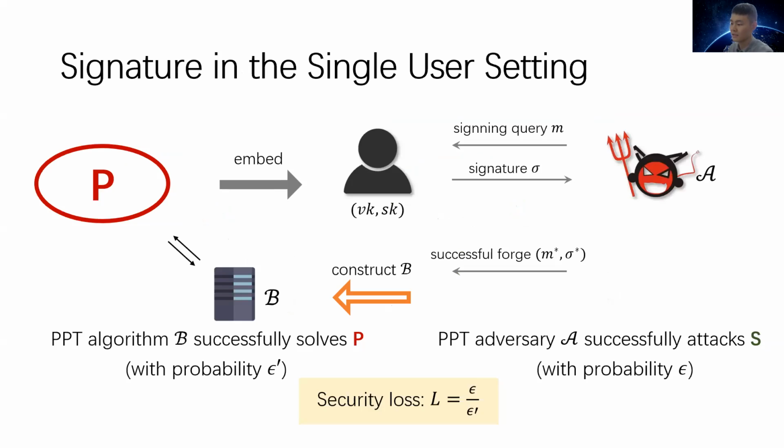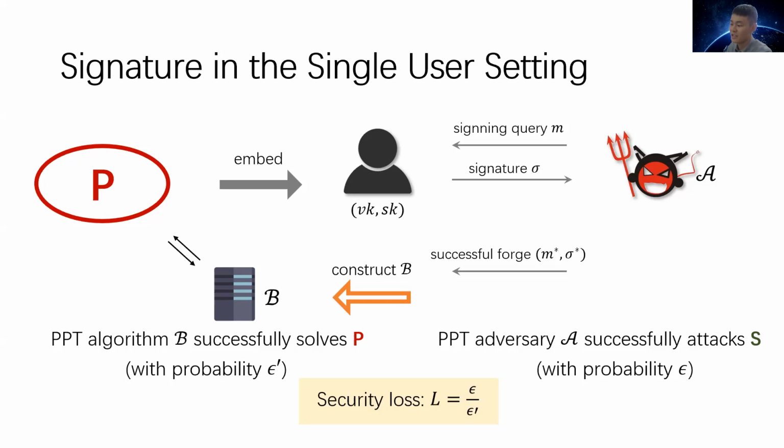Let's take signatures as an example. In the single-user setting, the hard problem P is embedded into the user's key pair, verification key VK and signing key SK. The adversary A has a signing oracle that takes message M as input and outputs a signature sigma. At last, if it successfully generates a new forgery (M star, sigma star), we can use this forgery to solve the hard problem.